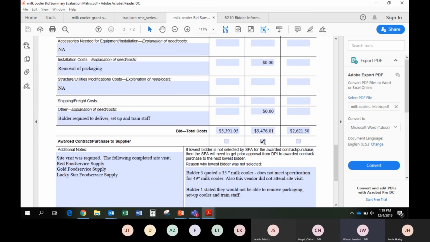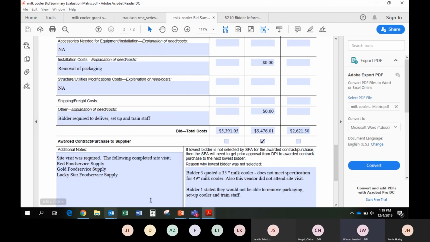So all those details and your specifications definitely guide you in helping determine and award the bidder. And that's why the specifications are a really good tool for you to ensure that you're going to receive a piece of equipment that works best for your operations and meets your needs.